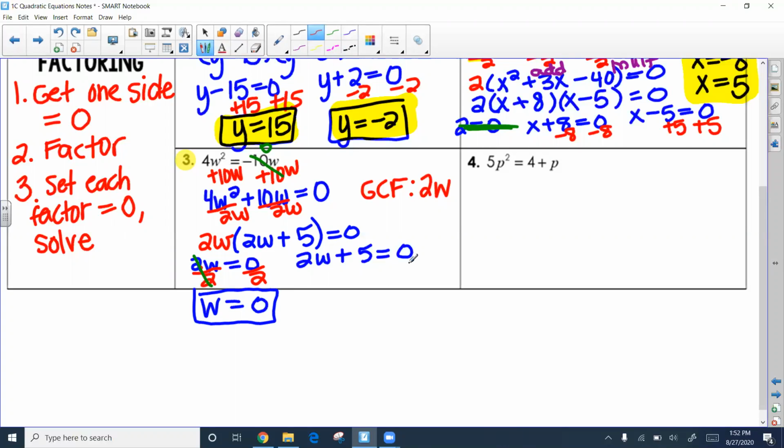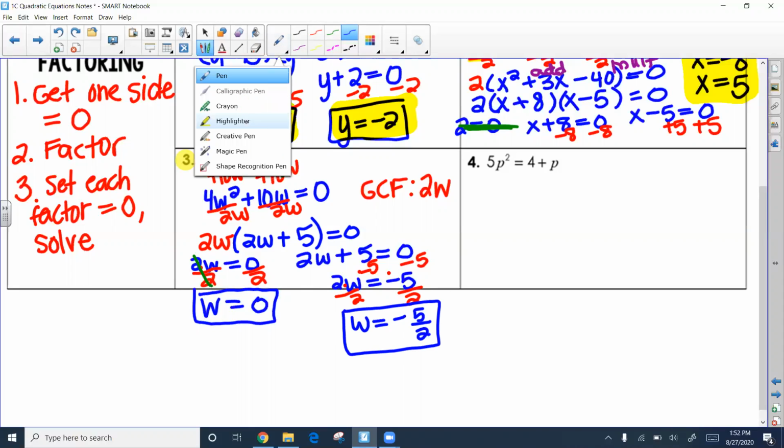For the other answer, I got to solve this equation, 2w plus 5 equals 0. So to solve that, I'm going to subtract 5. So I would have 2w equals negative 5. And to get rid of that 2, I would divide by 2. So we get w equals negative 5 halves, negative 5 over 2.